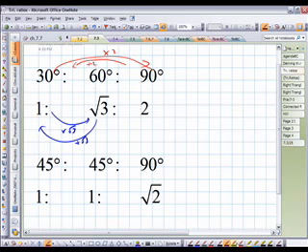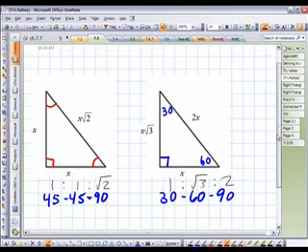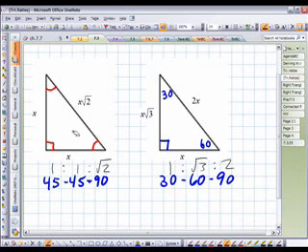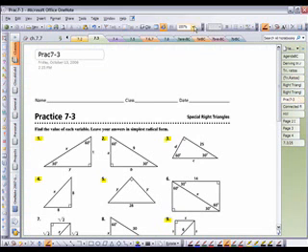Now for 45, 45, 90. Going from either one of the 45 sides to the 90, 1 to rad 2, you multiply by rad 2. If you're going from 90 back to either one of the 45s, you divide by rad 2. So one more time, looking at this in terms of triangles, we see that right here. 45, 45, 90. These are both 45, so x, x, x rad 2. 30, 60, 90, so x, x rad 3, 2x. So now some practice. Do several problems.